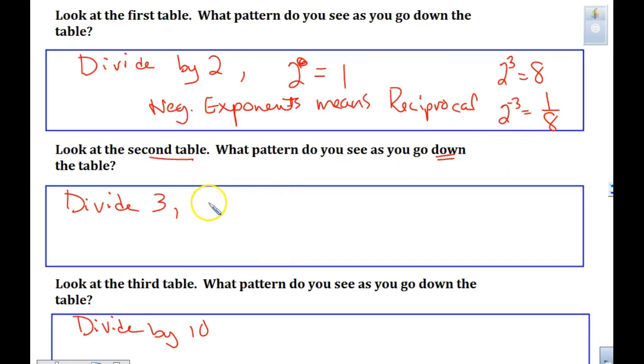When we were dividing by 3, as we go down our table, the next thing that we want to write with dividing by 3 is that negative exponents mean to take the reciprocal of the positive power.